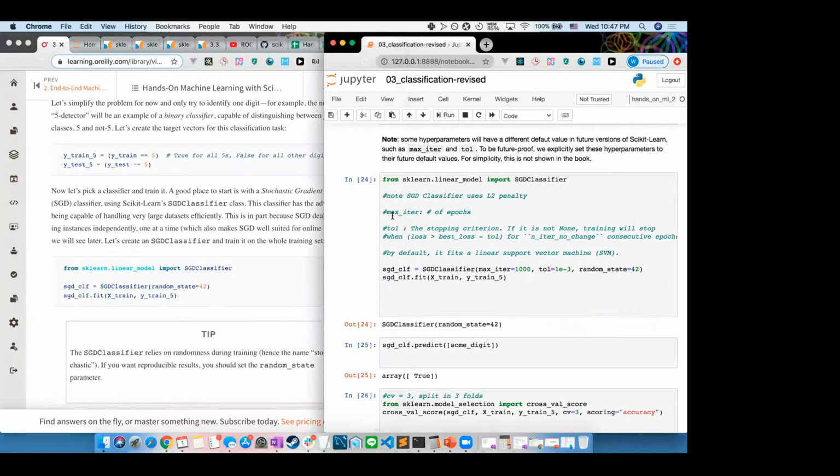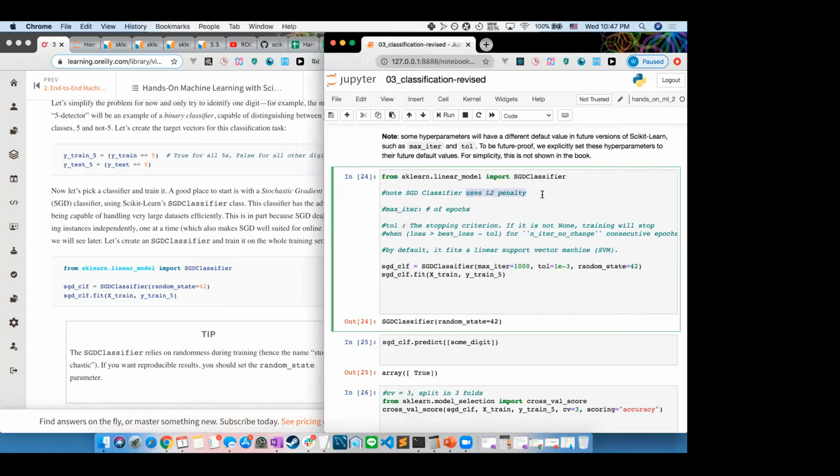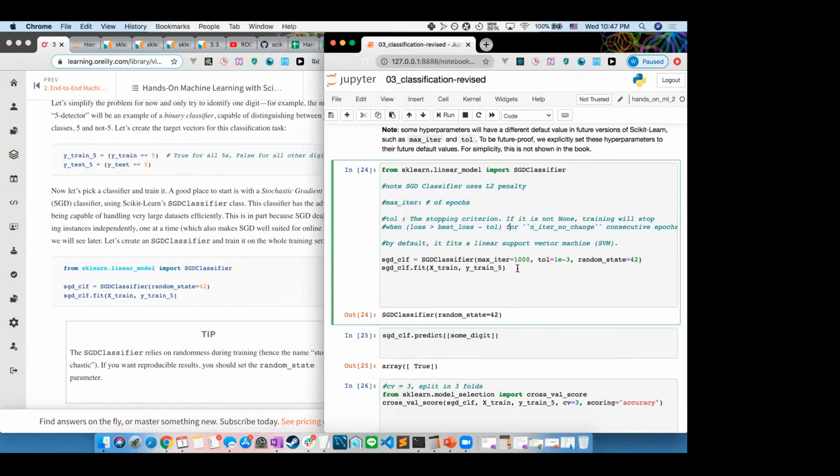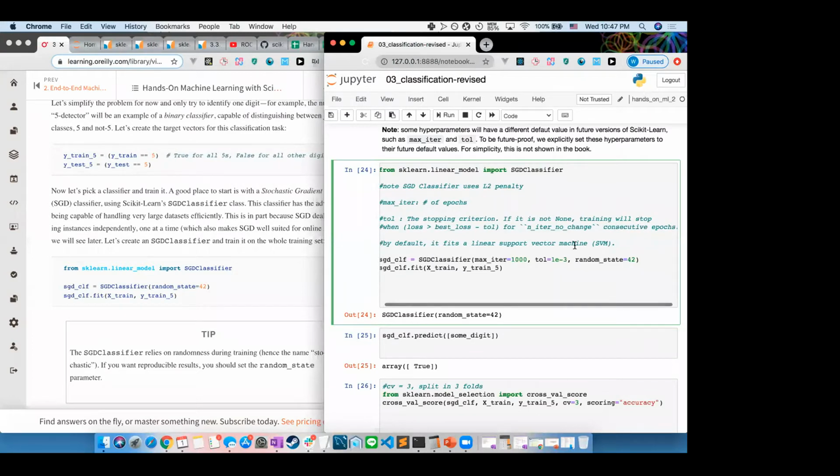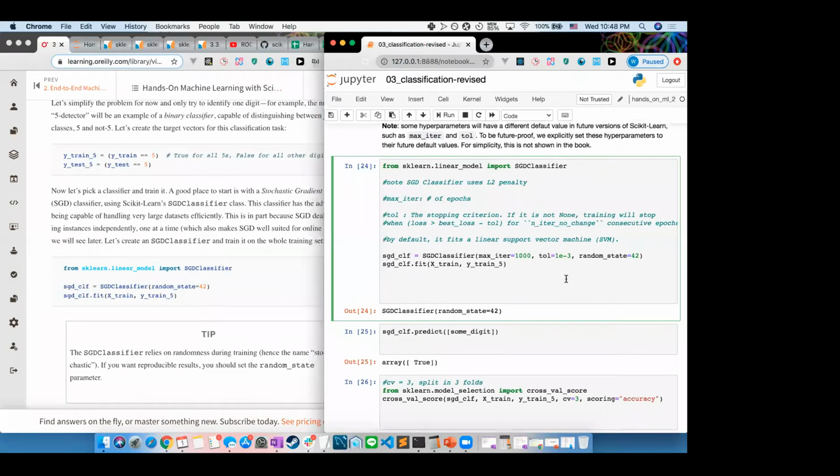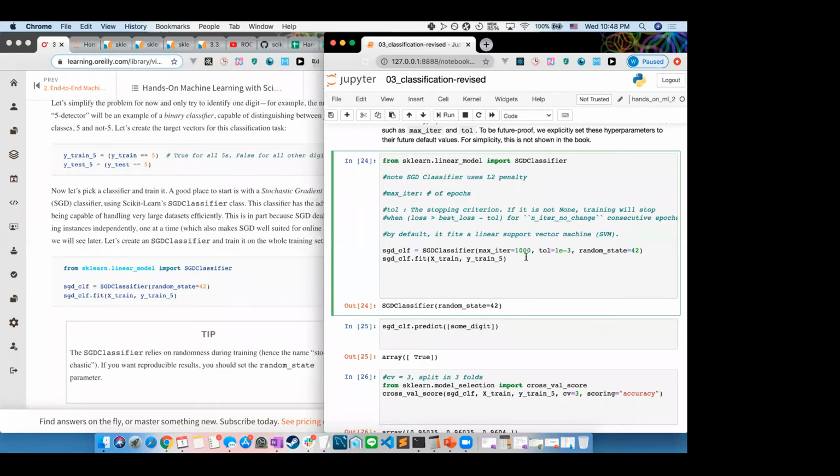Okay, and the max iter is the number of epochs, and it also uses an L2 penalty as the default. TOL is the stopping criterion. If it's not none, training will stop. You can dig into some of the parameters, but those are the default parameters that he used.